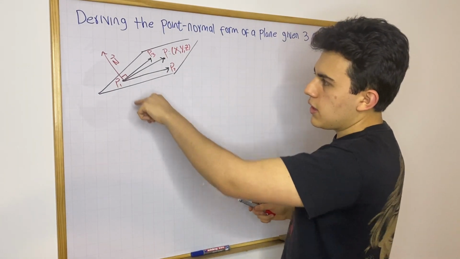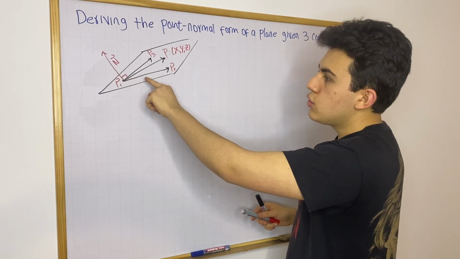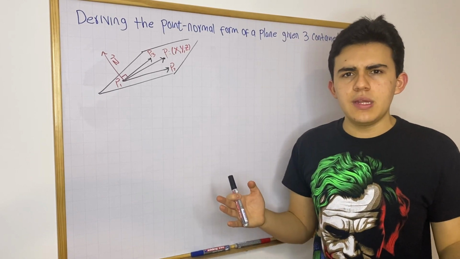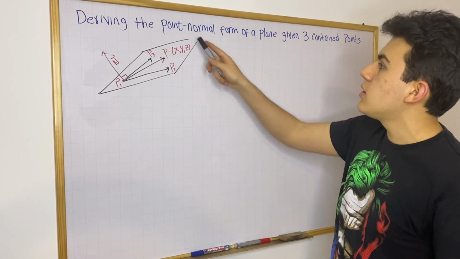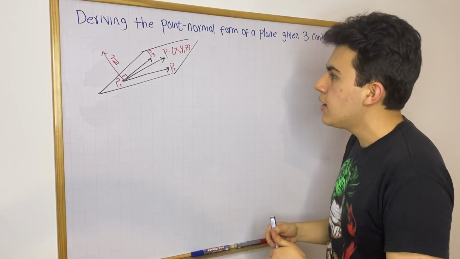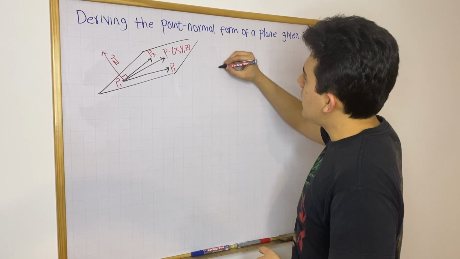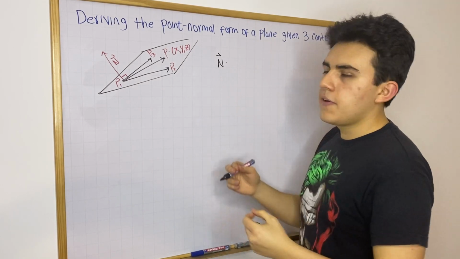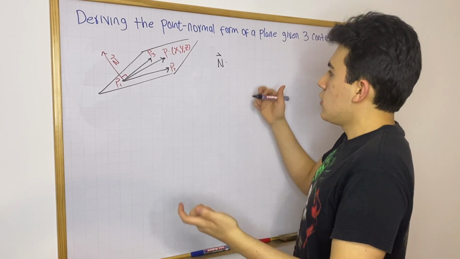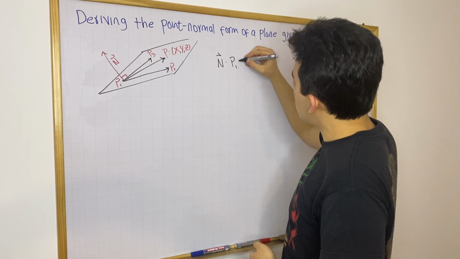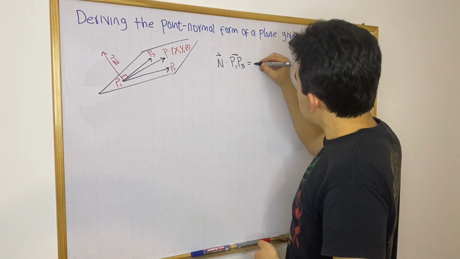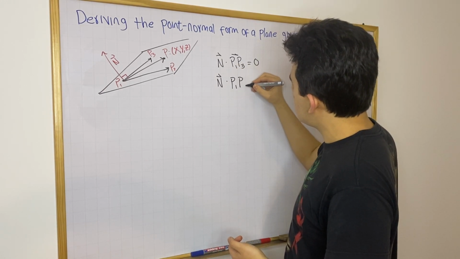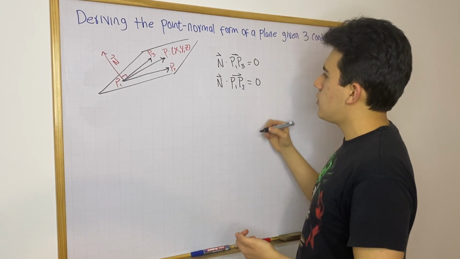So now we will use this reasoning. If N is perpendicular to all these vectors in the plane, there is a way in which we can create a really nice equation. We want to create an equation because the point normal form is just an equation. If you take the dot product between N and any of these vectors, you will get 0. For instance, N dot P1P3 will be 0, and N dot P1P2 will also be 0.